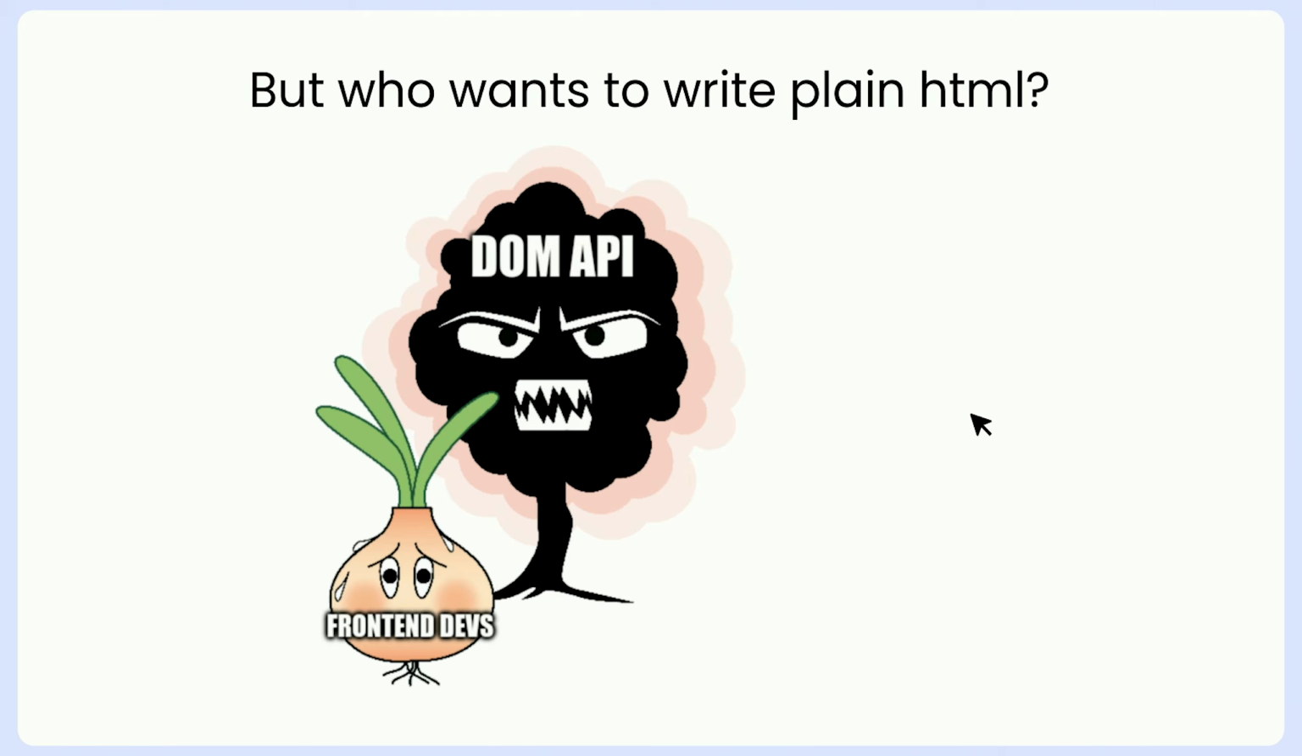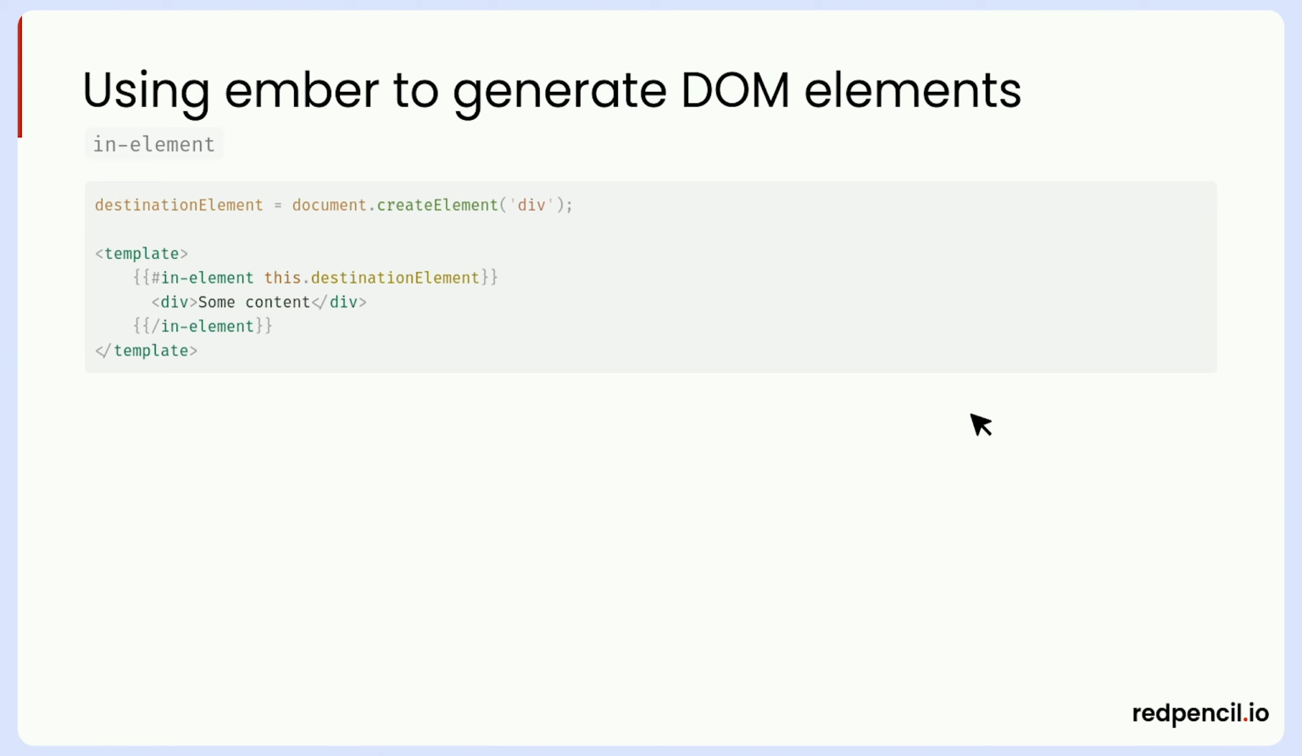But who wants to actually write DOM elements? Nobody wants to actually use that. So what if we try to use Ember to generate these DOM elements? And of course, the first thing you're going to tell me is, hey, just use in-element. It's a really good tool. With in-element, you can create a DOM element yourself, pass it to the framework, and then use in-element to let Ember render inside of that place you've defined. That's really powerful, and you should probably use that first, but it has some limitations.